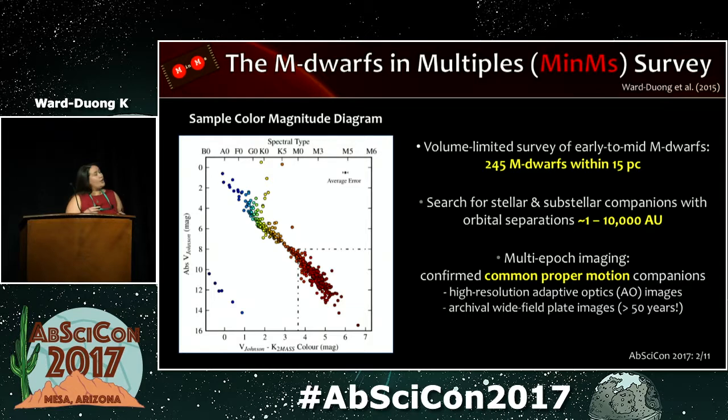With this population, we're searching for stellar and substellar companions, looking for binaries with orbital separations from about 1 AU all the way out to 10,000 AU. We're doing this with a combination of multi-epoch imaging approaches. We have high-resolution new and archival adaptive optics imaging, and this lets us look very close in, from about 1 to 100 AU, for close binary companions. We complement this with archival wide-field plate imaging from historic digitized surveys that give us more than 50 years of baseline to find co-moving wide objects out to 10,000 AU.